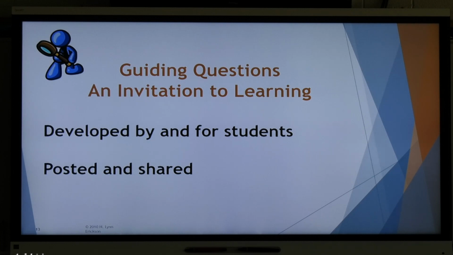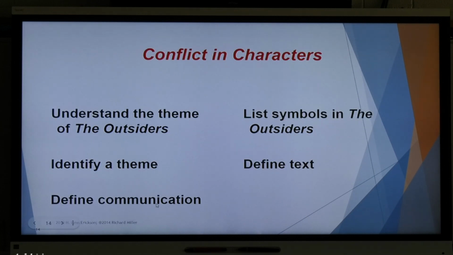So you've heard me talk about questions, that the questions are for the kids, they're inviting and learning, and they're posted and shared. So this is a sample. If you think about this slide, and I know these examples are from ELA, if I say the topic is conflicting characters and I post on the board, you're gonna understand the theme, list down symbols, define a text, identify a theme, and define communication. That's not particularly exciting. It doesn't invite students to say, hey, I wanna think about that. There's nothing like, okay, you're gonna tell me what the definition is. So we don't do that.